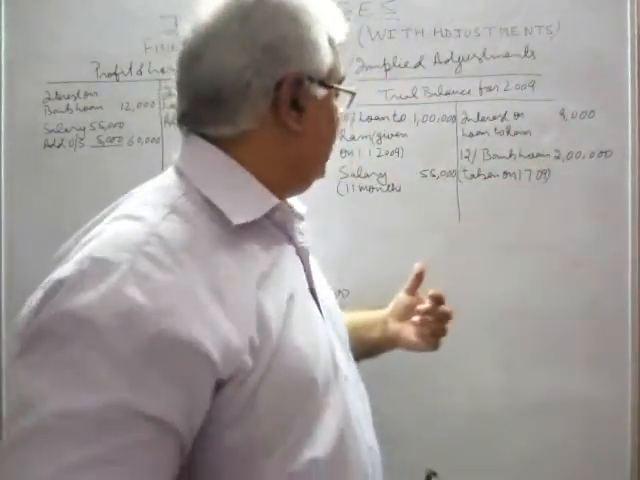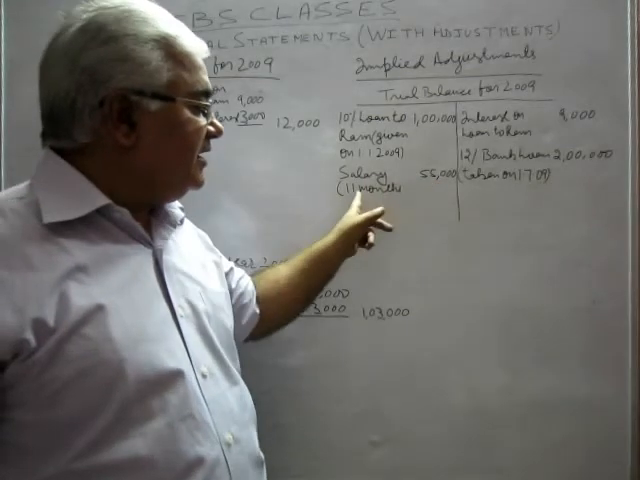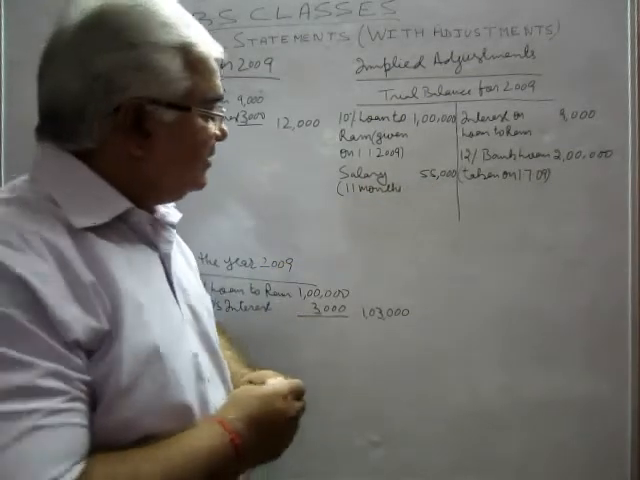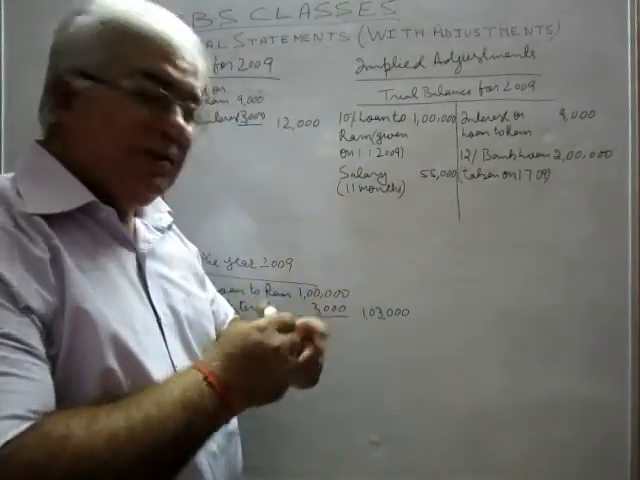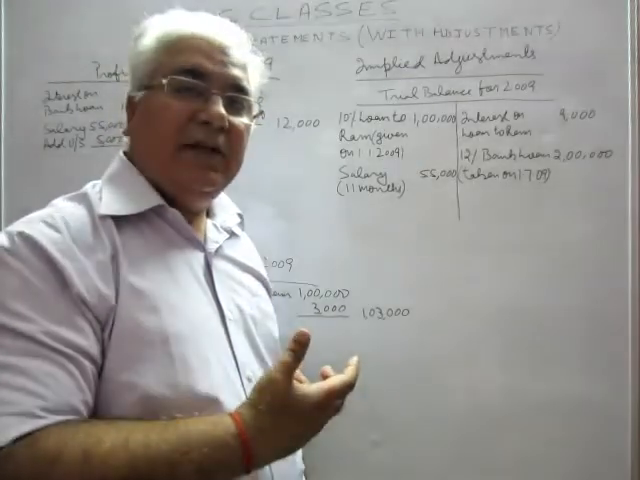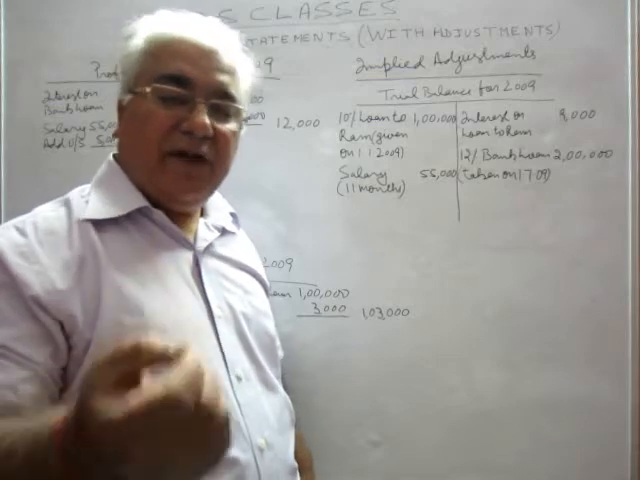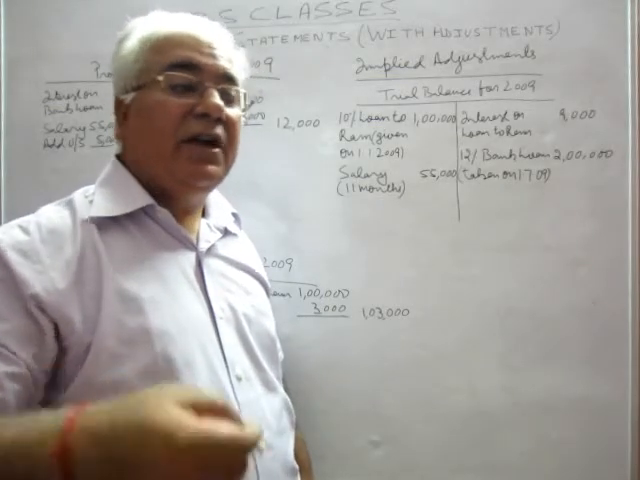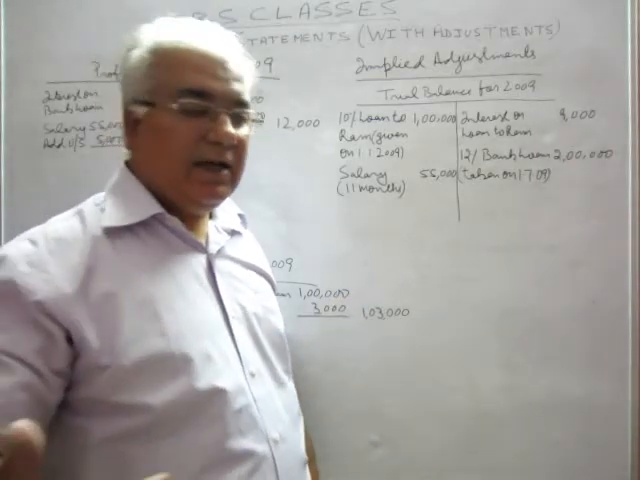For example, in this trial balance, salary is given at rupees 55,000 and it is stated that it is for 11 months. Okay. What does it mean? It means the monthly payment of salary is 5,000. That means for 1 month we have not paid and that amount is 5,000 rupees. And for that, what entry shall be made? Salary account debit to outstanding salary.